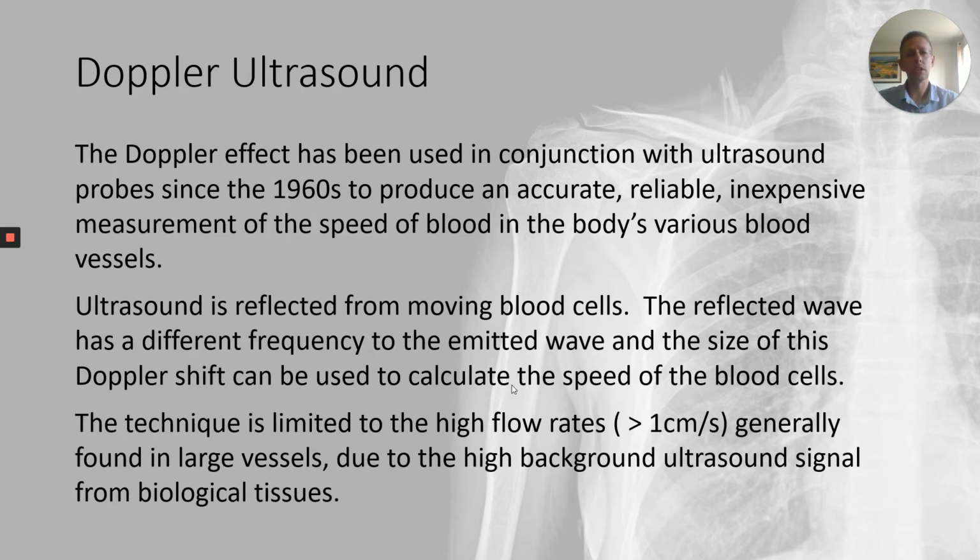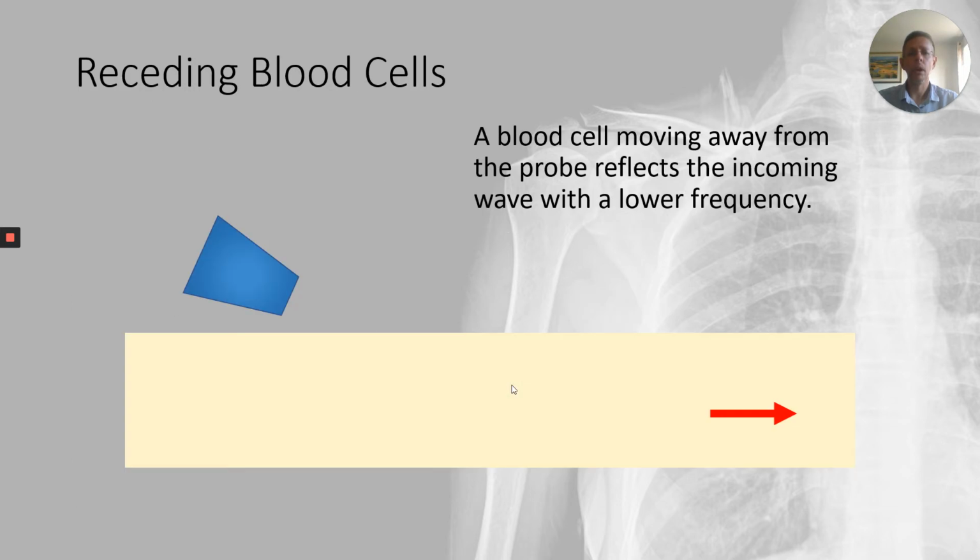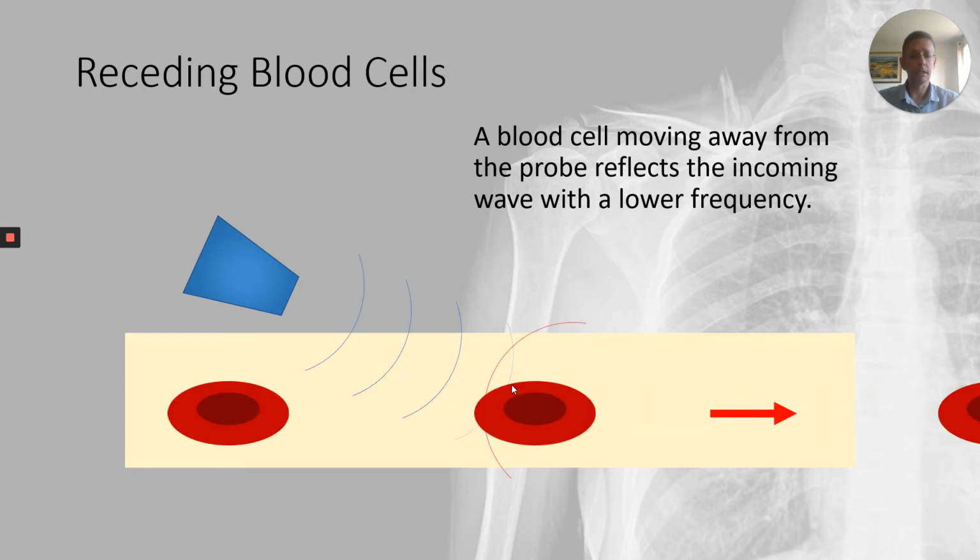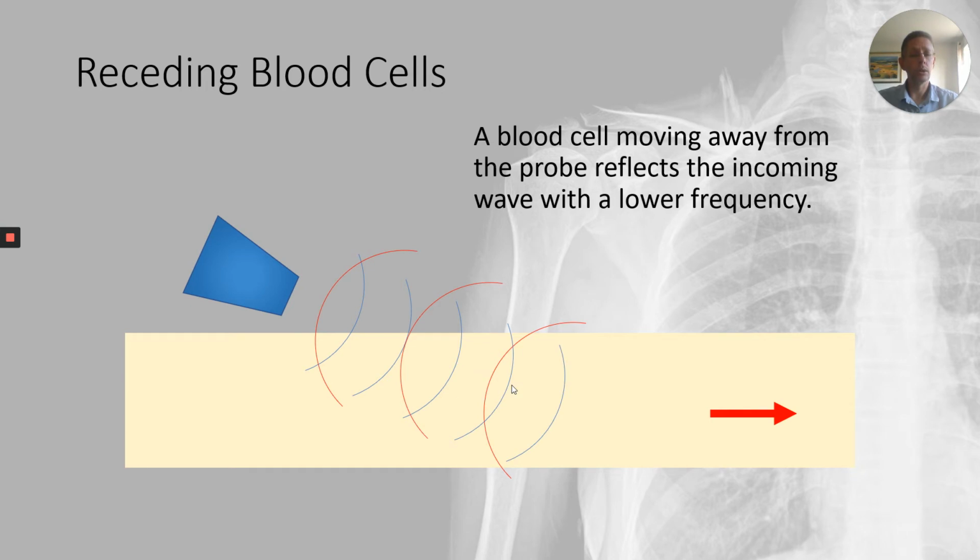Now we're not too interested in distance because we tend to know where the artery is. What we're more interested in is how quickly the red blood cells are flowing in the artery. Okay, so if the blood cells are flowing away from the ultrasound transducer, what you tend to find is that the frequency goes down.